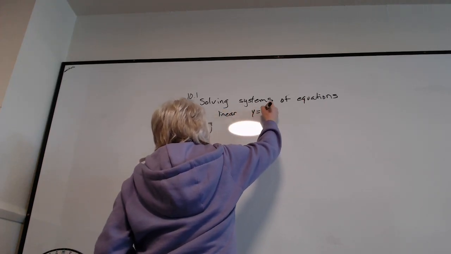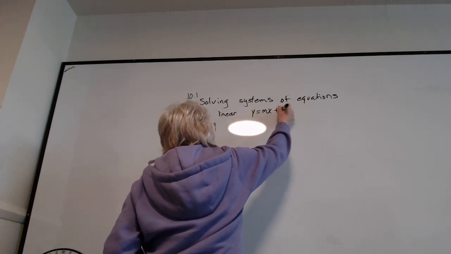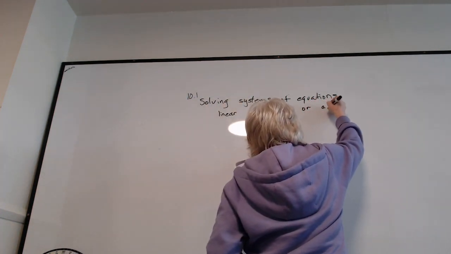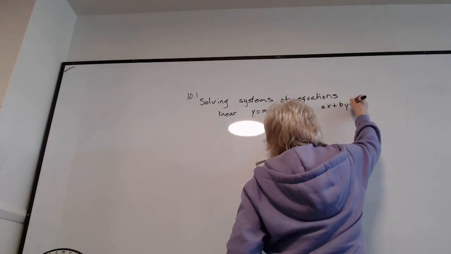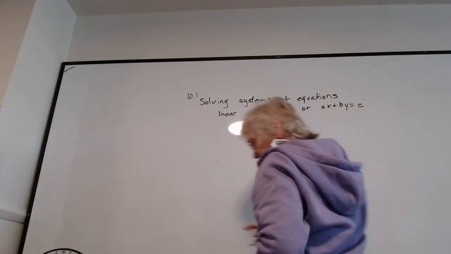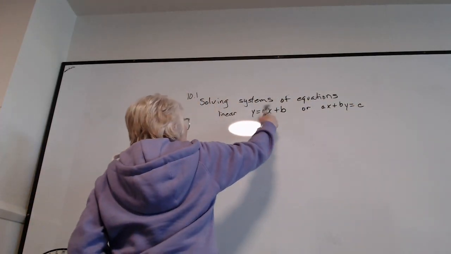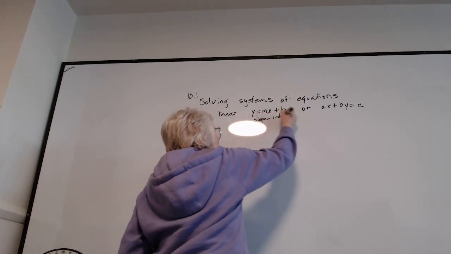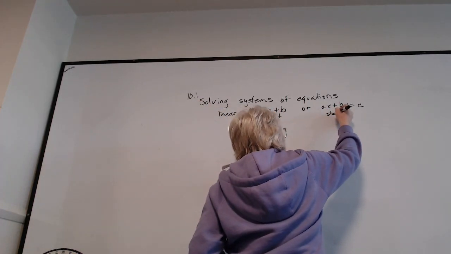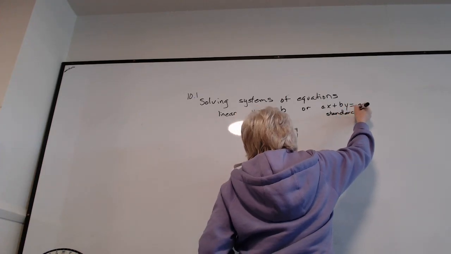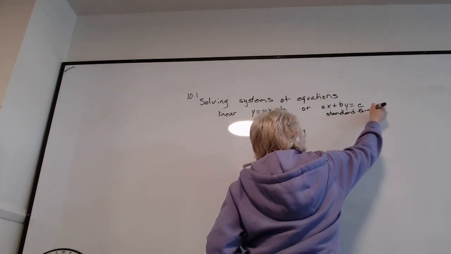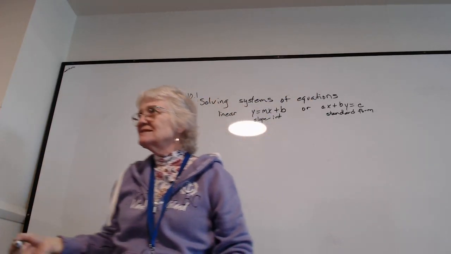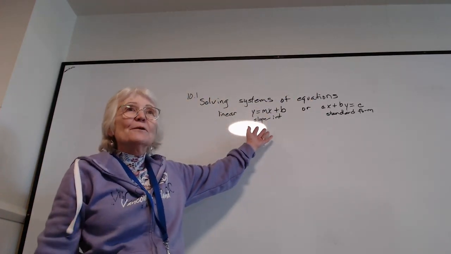y equals mx plus b, that's a linear equation, or ax plus by equals c. This is the slope-intercept form. This is your standard form. Both of them you can graph. This one you just use the slope and the intercept to graph it. It's the easier, more useful form.